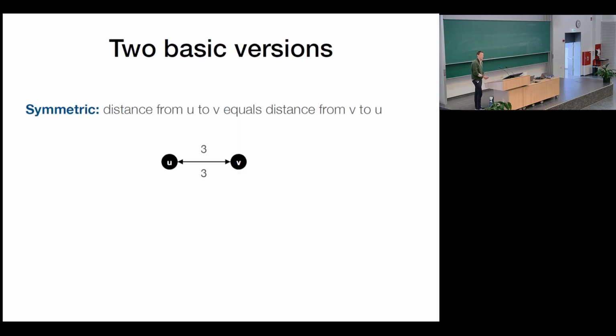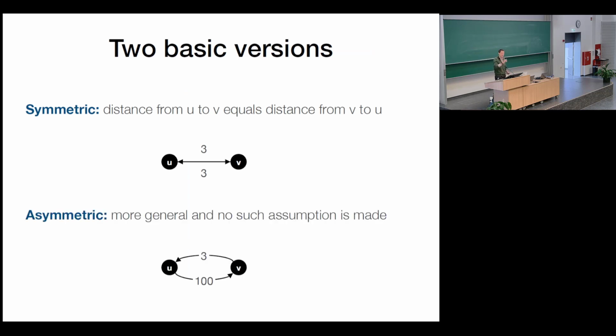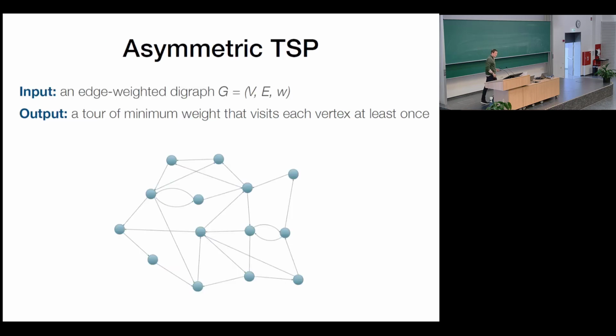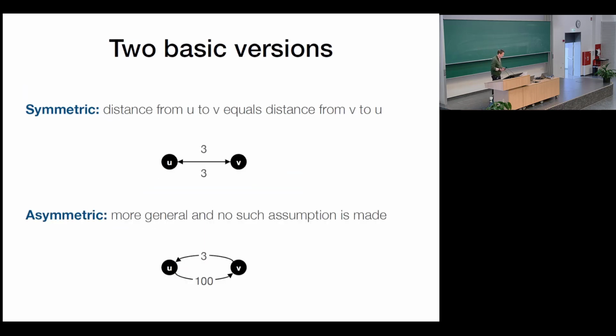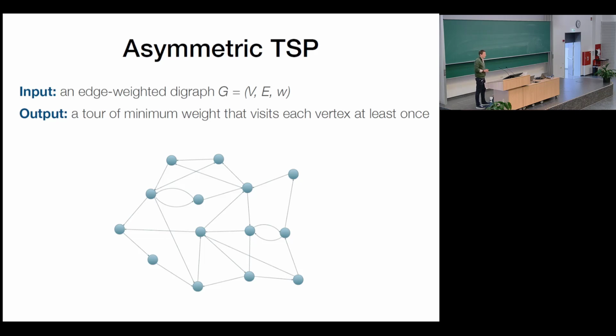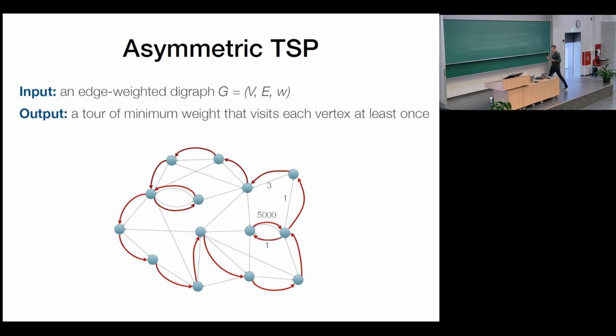So two basic versions. The symmetric, where walking from U to V is the same as walking from V to U. And then the asymmetric, where you have no such relationship. We look at the asymmetric here, the more general variant. So the input is an edge-weighted directed graph. Think of a road network, but maybe with uphill and downhill, so the distances might not be the same in both directions. The goal is to find a tour that visits every vertex at least once, and you want to minimize the total time traveled.